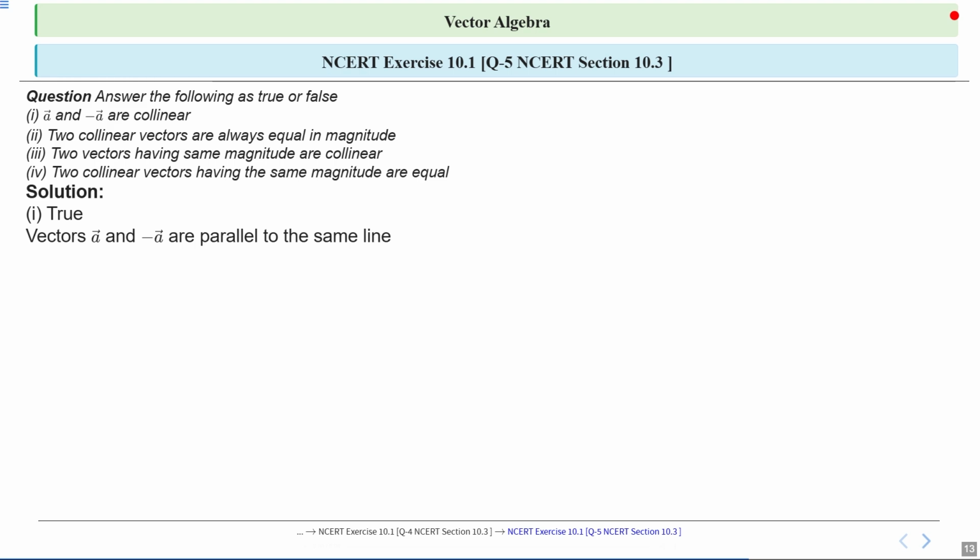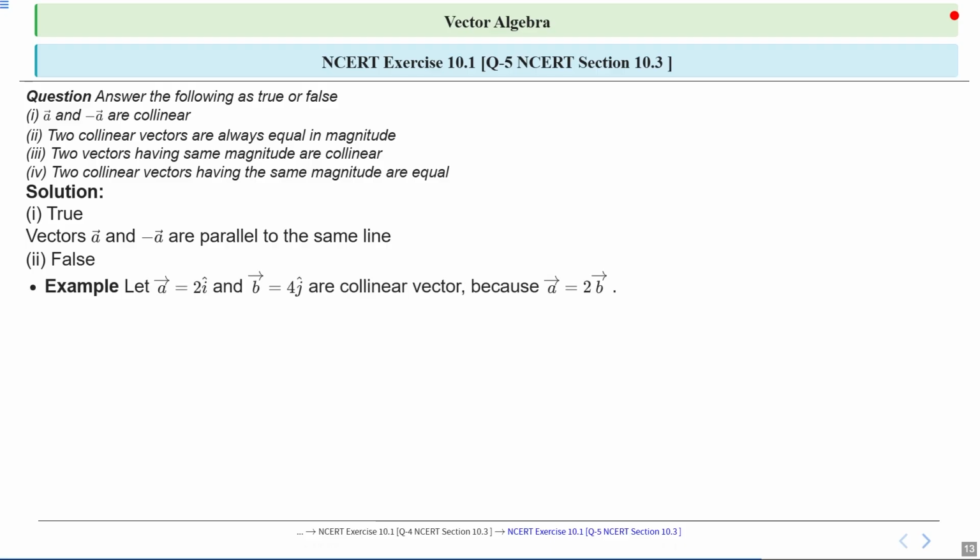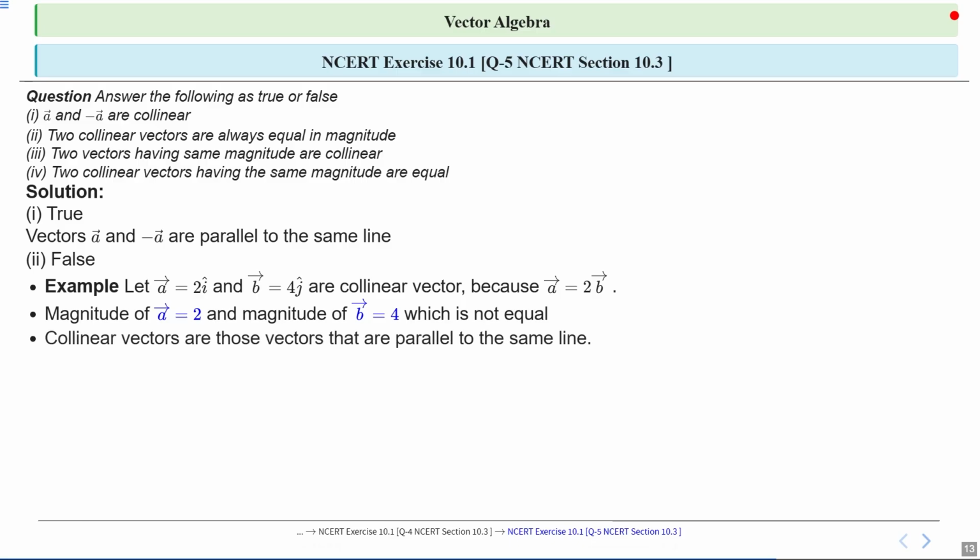As vectors A vector and minus A vector are parallel to the same line, okay? Second, false, as two collinear vectors are not always equal in magnitude. Example, let A vector is equal to 2 i cap and B vector is equal to 4 i cap are collinear vectors because B vector is equal to 2 A vector. Magnitude of A vector is equal to 2 and magnitude of B vector is equal to 4, which is not equal. So collinear vectors are those vectors that are parallel to the same line, okay?